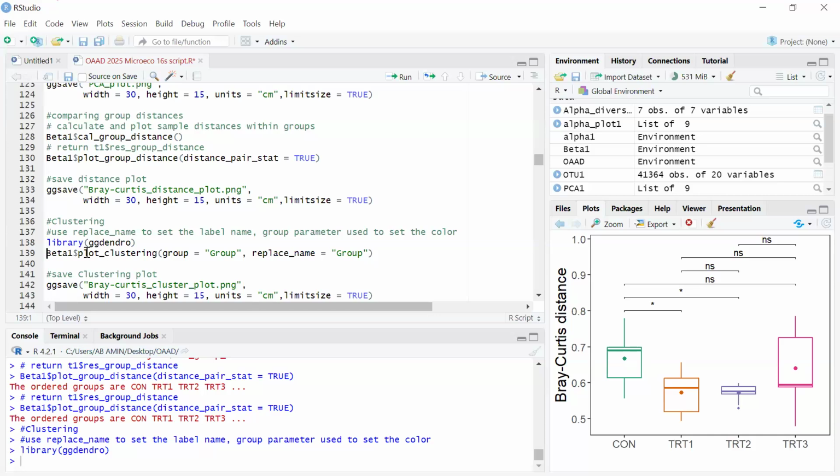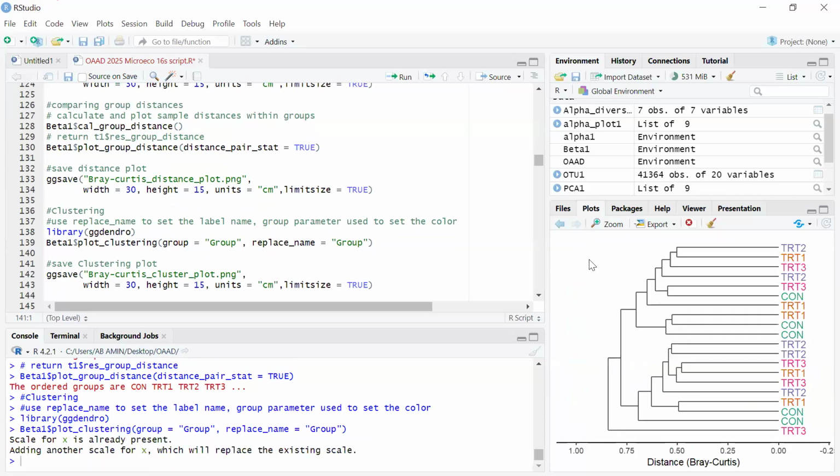So this is to plot the clustering, to show you like a phylogenetic tree of how closely related the samples in the grouping are, based on Bray-Curtis distance.